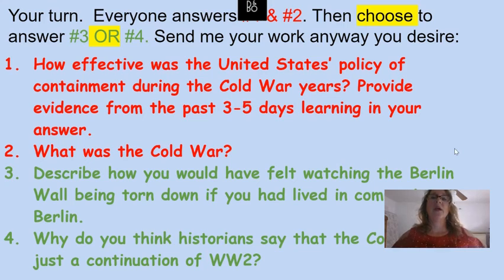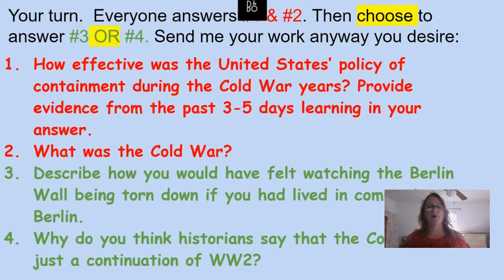So your turn. I want everybody to answer 1 and 2, just like you did on Tuesday. And then you can choose to answer 3 or 4. Some of you are answering both, and that is fine. But just make sure everybody answers 1 and 2. Number 1, how effective was the United States policy of containment during the Cold War years? Don't just tell me it was effective. You need to provide evidence from the past 3 to 5 days of learning in your answer. Number 2, in your understanding, if you had to tell me what the Cold War was, what would you say? So everybody answers the red, 1 and 2, and then your choices.